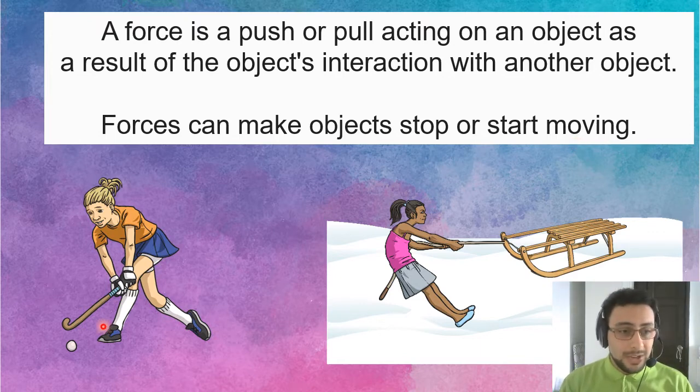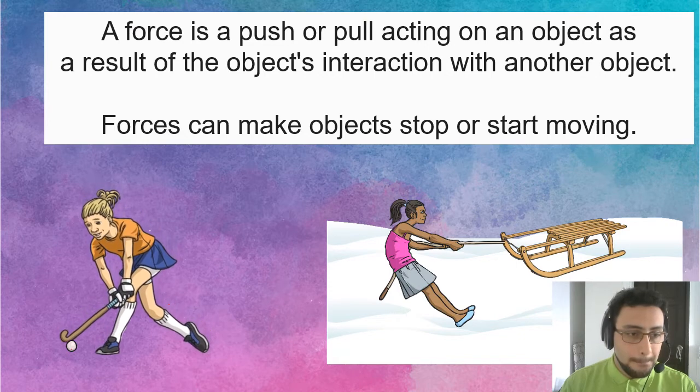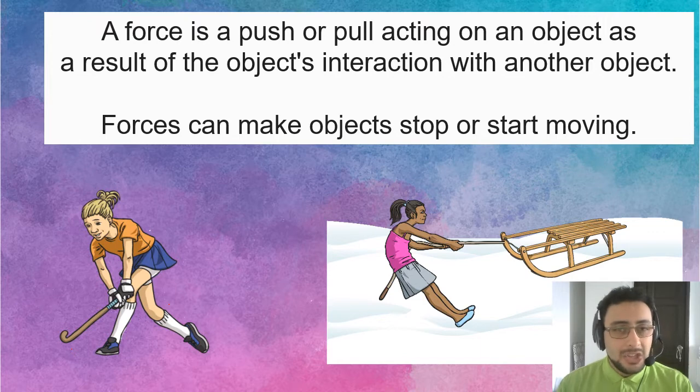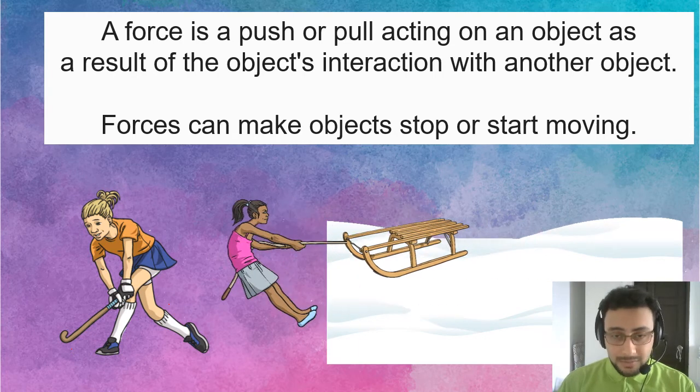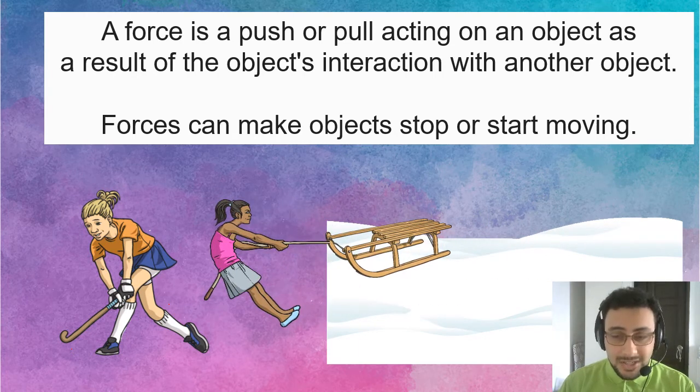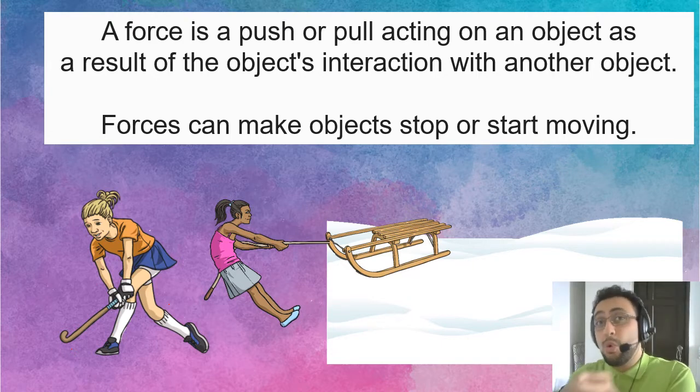For example, look at this girl. She's gonna hit the little ball. Let's see what happens when she does that. Boom. Now, what force was that? Did she pull the ball or did she push the ball? Let's see. Or look at this girl. This is a sledge. This is on snow and ice, right? She is pulling the sledge.